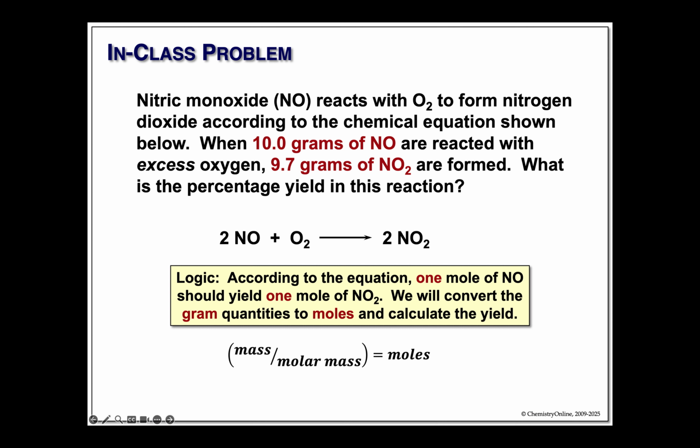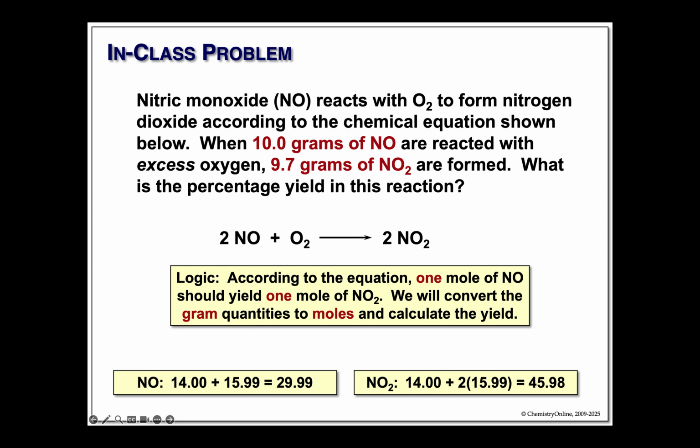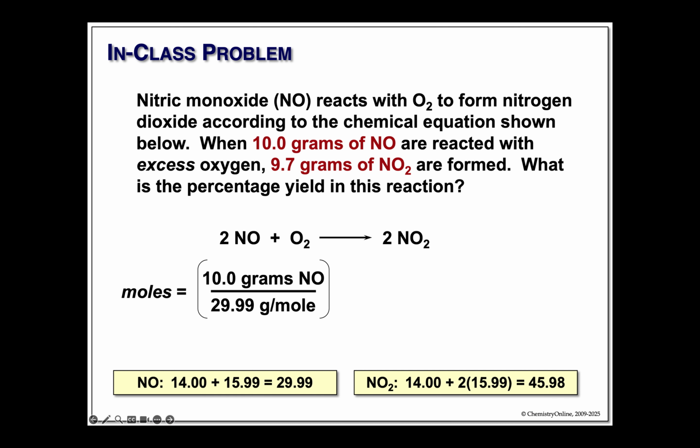Mass over molar mass is moles, just to remind ourselves. We have a mass, we need molar masses. There they are. About 30 and about 46. So, for NO, 10 grams divided by molar mass will give us the number of moles. So we should get 0.33 moles of NO2.